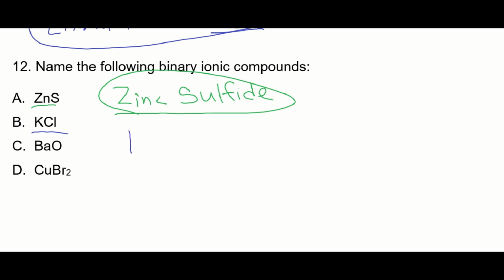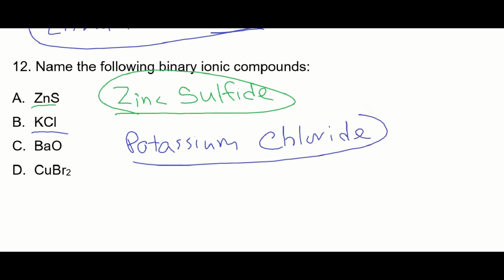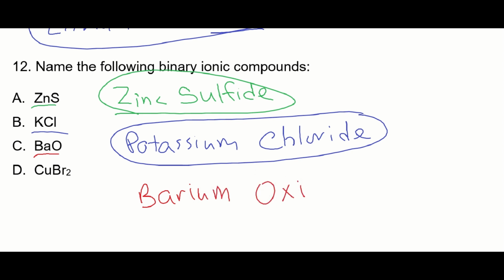Again, here potassium can only have one charge, so the name goes first. The metal is just the name of what it is, potassium, and chloride, I'm sorry, chlorine, you're going to have to change to chloride. So there's potassium chloride, that's KCl. All right. Again, barium can only have one charge, so no need for the Roman numerals. Just write the name of the metal, and then oxygen, change that name to oxide.